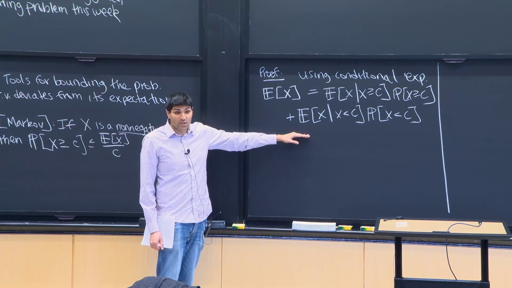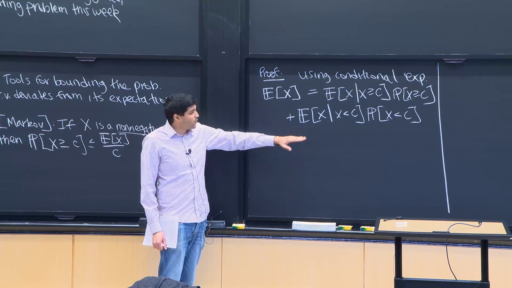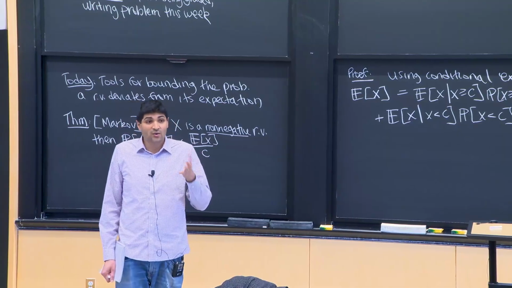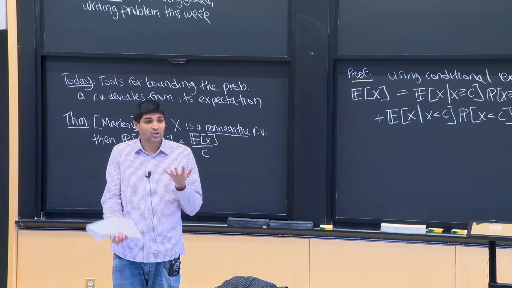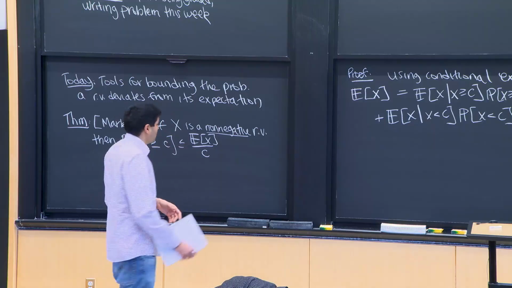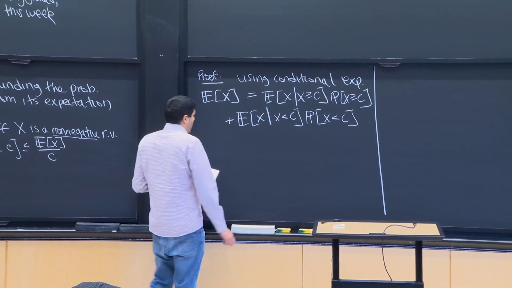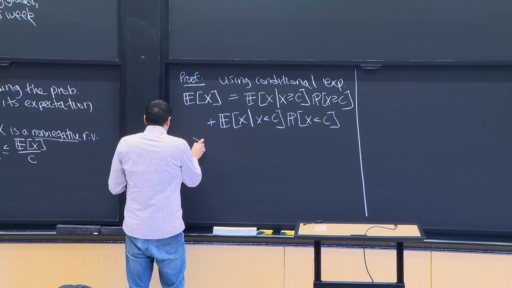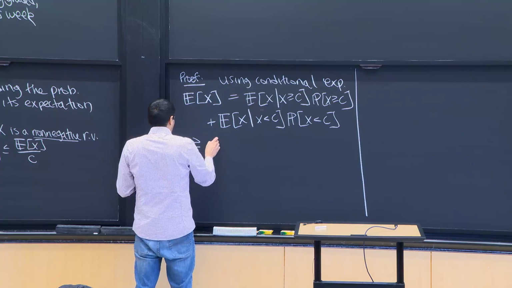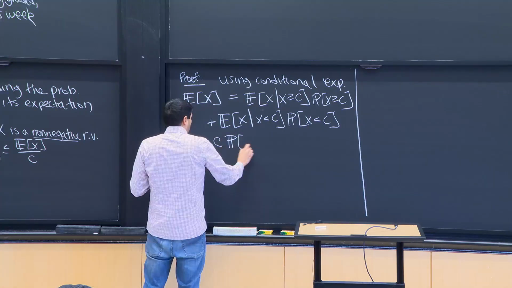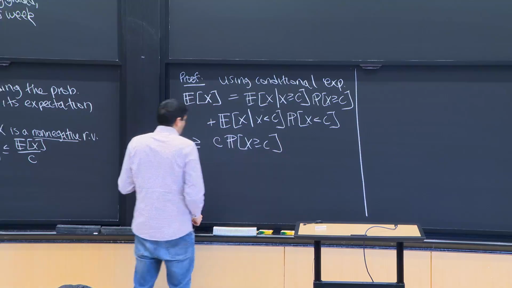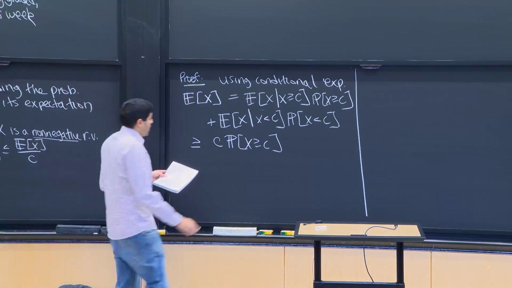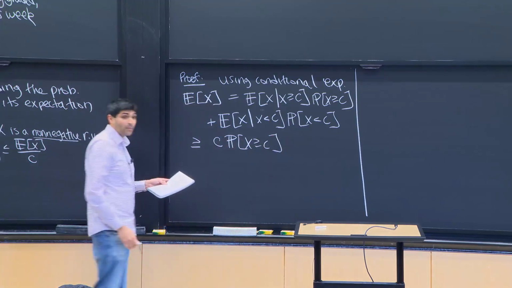Sometimes you'll hear this referred to as the law of total expectation, but it's just breaking up my space into two different things. Either this event A happens, that x is at least c, or it does not happen. And then I average the conditional expectation in those two different possibilities, right? Now what I claim is that I can look at each of these pieces. The first piece right here is at least c, and then I'm going to pick up this probability of x at least c. And the second piece right here is non-negative, so I'm just going to drop it and I'll get a lower bound, right?